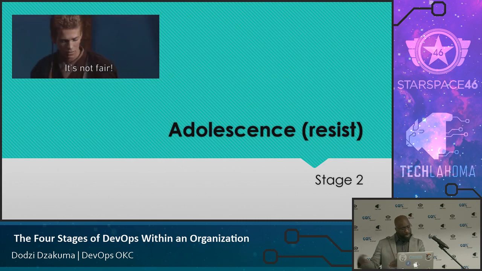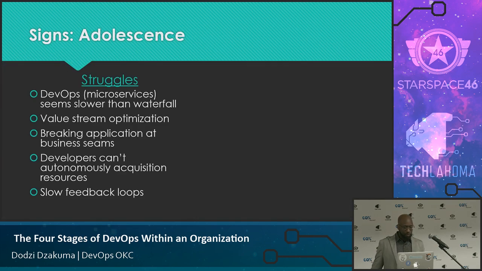And I put a title of resist because there are a lot of tendencies you have to resist at this stage. In adolescence, you're struggling with DevOps. You said, we've switched to DevOps, we've done a lot of microservices, but it seems way slower than it was before. So let's just do it the old way. And I'm saying resist because you have to resist that urge. What it is, new challenges are appearing. And most likely what's happening is you haven't defined your value streams. You haven't optimized your systems for your value streams. You're not breaking down your application at the business seams. We'll talk about that in a little bit more.